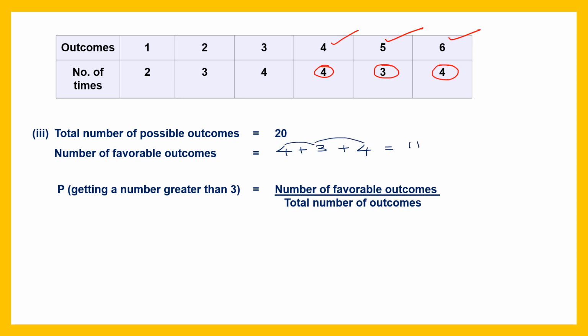So this is 11. Now to find the probability, we have to use this formula. And what do we write here? The number of favorable outcomes is 11. The total number of outcomes is 20. Now this cannot be reduced further. 11 by 20 cannot be reduced further. So this will be your answer.